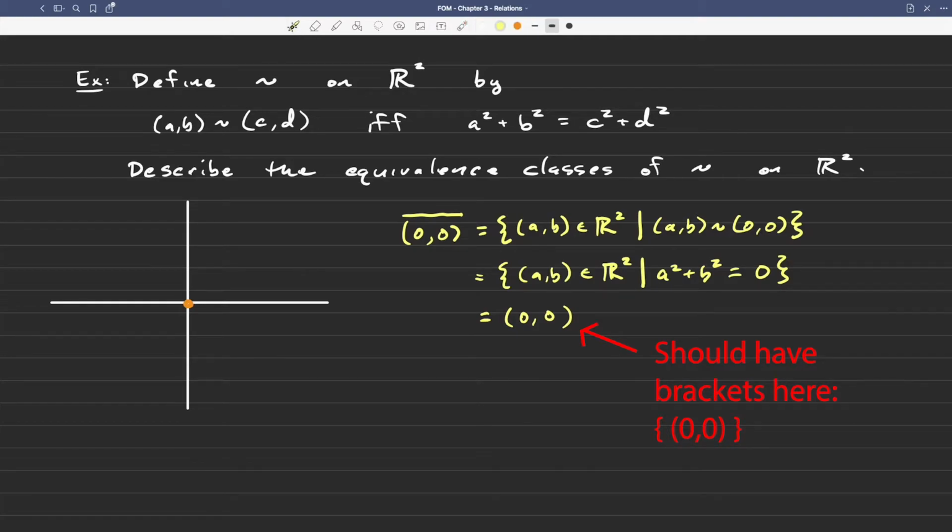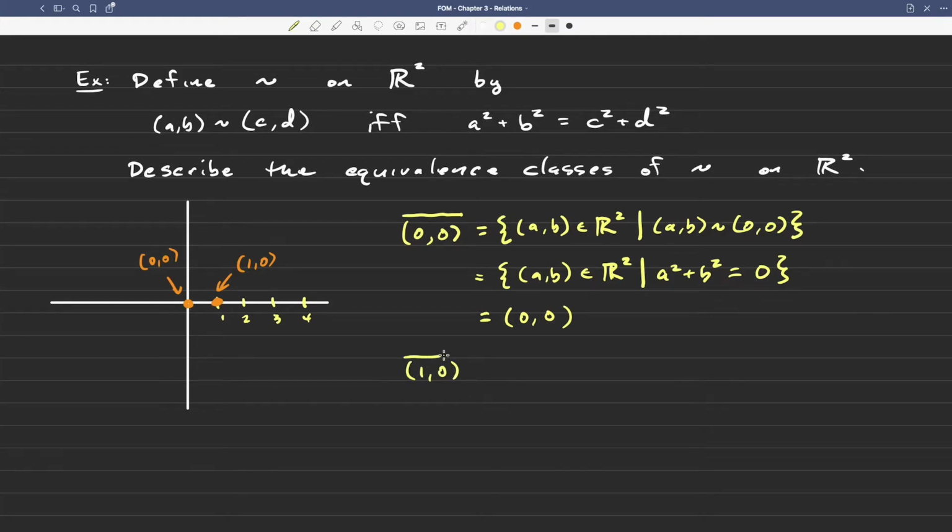Maybe I'll just work along the x-axis. Let me pick, let's see, this is 1, 2, 3, 4. I'm just trying to get a sense of what's going on. So let me pick this point. Here I'm doing 1, 0. I started with 0, 0. Let's look at 1, 0 and see if we can figure out what's going on with its equivalence class. So 1, 0 bar is the set of all A comma B in R2 having the property that A comma B is equivalent to 1, 0.